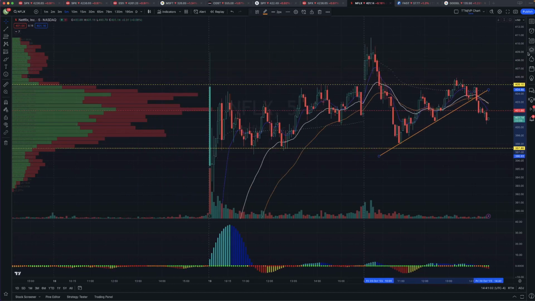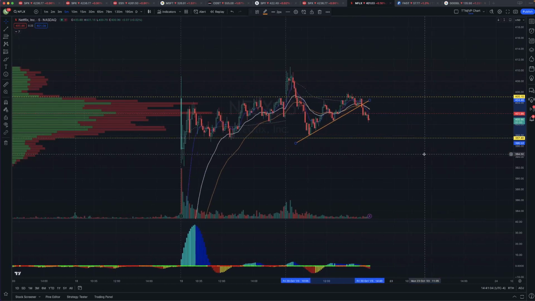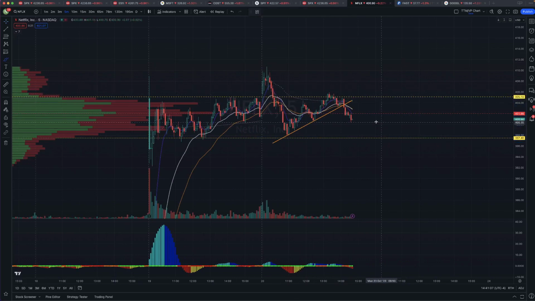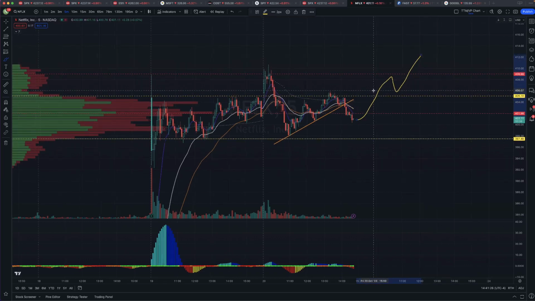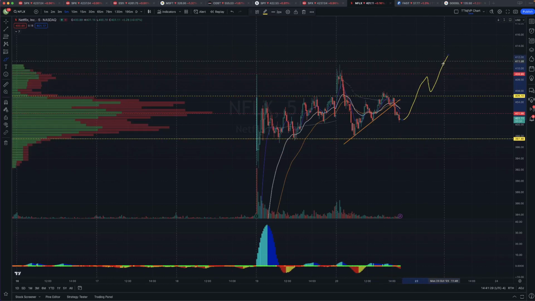Now, if we break out, what happens? Let's say the stock curls here and breaks out, hits this day high, comes back in and tests this, and then gets above that level right there on the red line. What's going to happen here? There's a couple things that are going to happen. Yeah, resistance will become support.